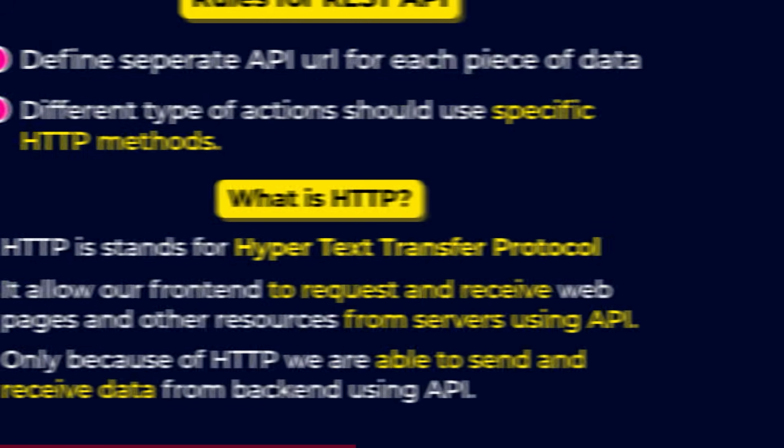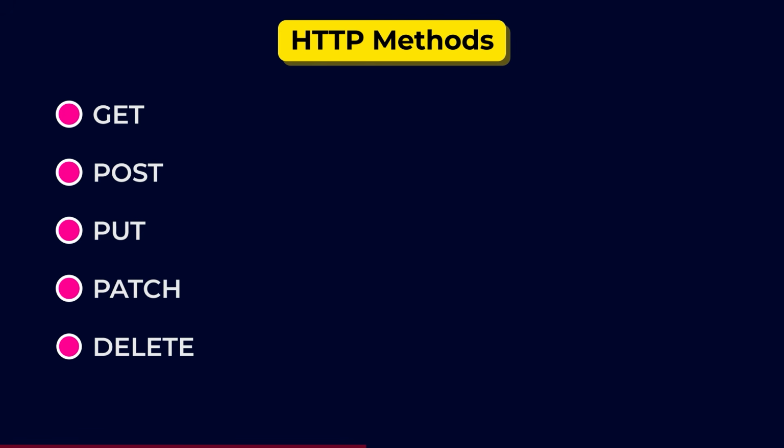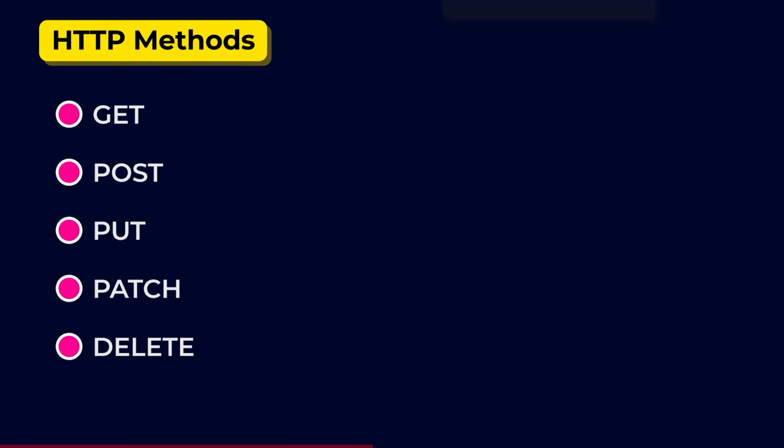Now HTTP has 5 main methods: get, post, put, patch and delete. Let me explain these one by one. First one is the get method.